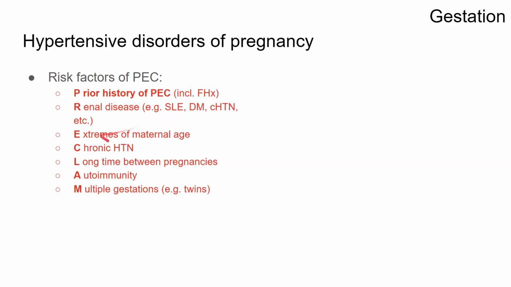If they have chronic hypertension, that's a risk factor. If they have a long time between pregnancies, that's another risk factor for preeclampsia. If they have autoimmunity, that's a risk factor for preeclampsia. And then if they have multiple gestations, like twins or triplets, that's a risk factor for preeclampsia. There are probably some other additional risk factors. These are the most important ones, or the ones that I remember.